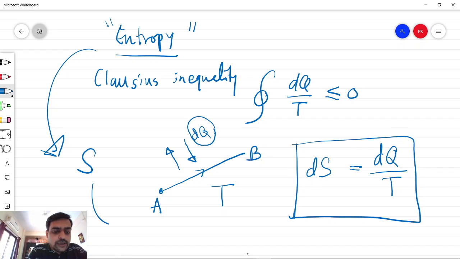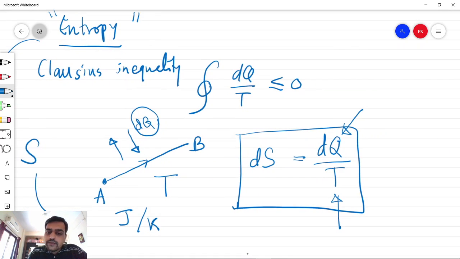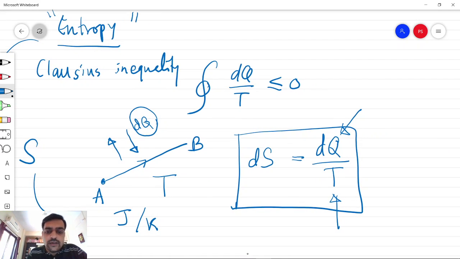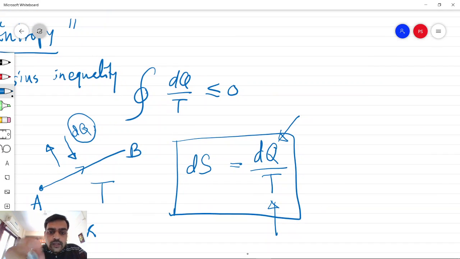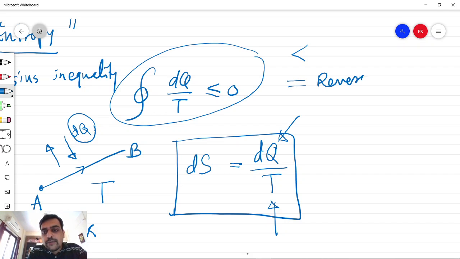So the SI unit of entropy is going to be joule per Kelvin, since joule is the SI unit of heat, that is energy, and Kelvin is the SI unit of temperature. This is how we have defined the term entropy. Now, in this Clausius inequality, the less than sign holds true for all processes, whereas the equal to sign holds true for reversible processes.